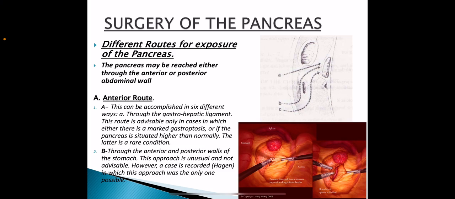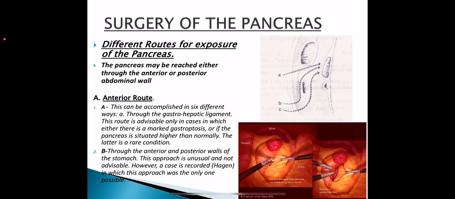Surgery of the pancreas. Different routes for exposure of the pancreas. The pancreas may be reached either through the anterior or posterior abdominal wall. Anterior route. This can be accomplished in six different ways. A, through the gastrohepatic ligament. This route is advisable only in cases in which either there is a marked gastroptosis or if the pancreas is situated higher than normally. The latter is a rare condition.